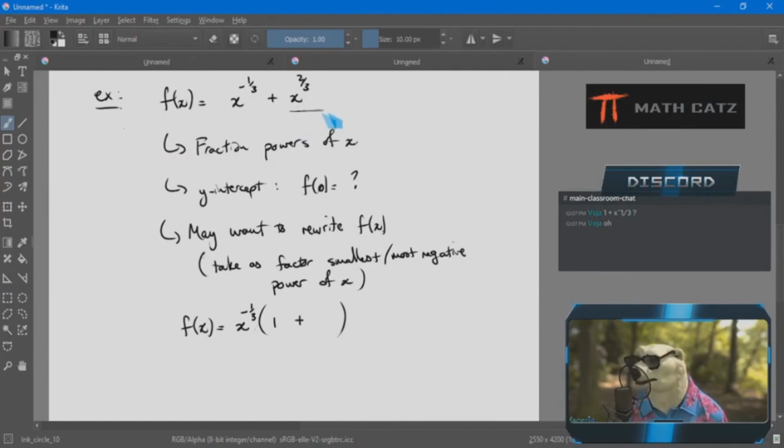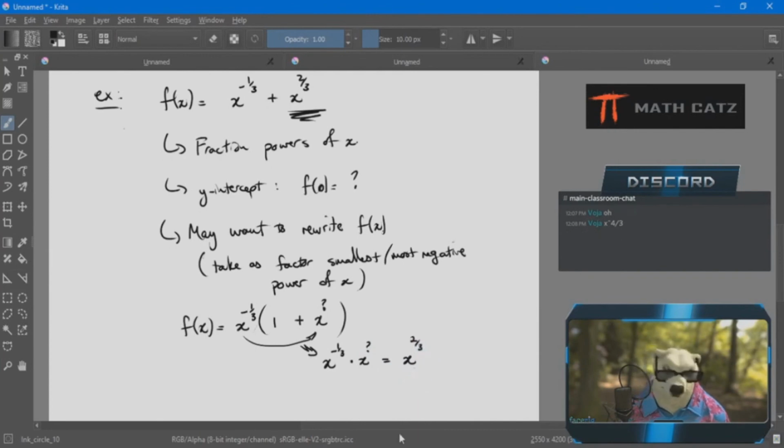In order for me to get x to the 2/3, I'm obviously going to have a power of x here, right? It's going to be some power of x. We should at least agree on that. So now when I multiply this in, I'm going to get x to the negative 1/3 times x to the something. And I want that to result in x to the 2/3.